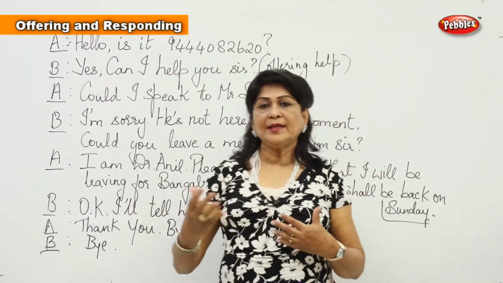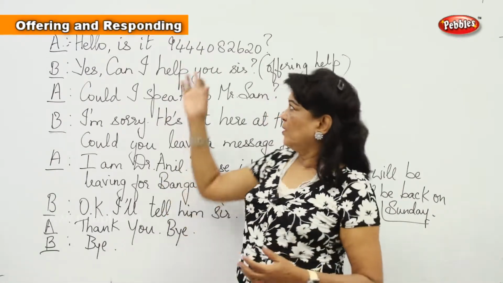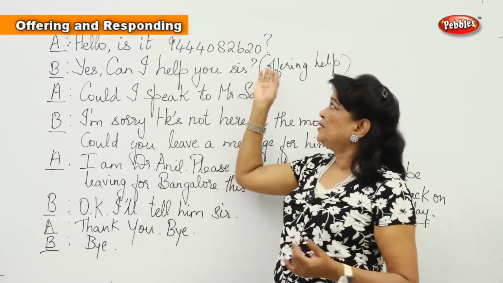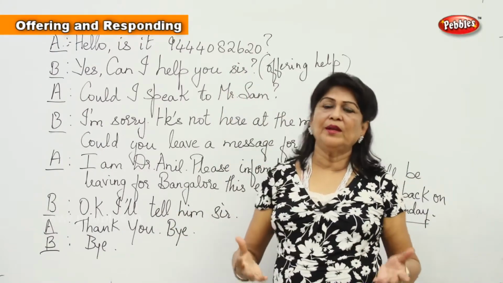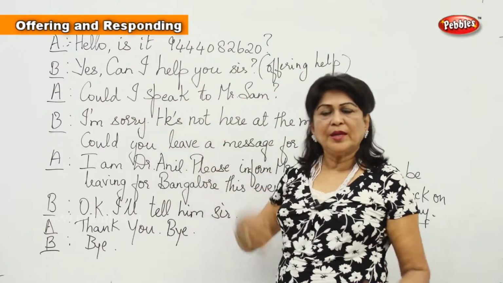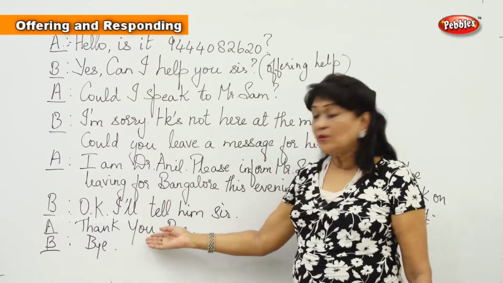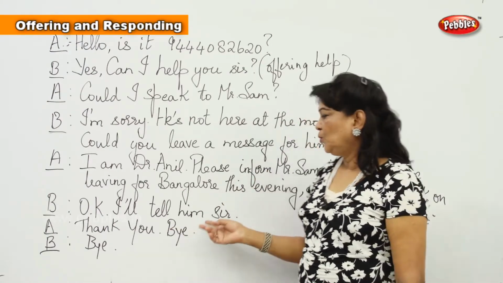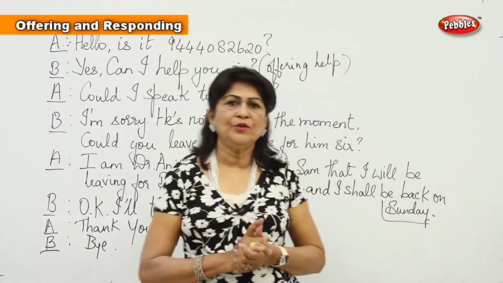Okay, so in case you have any message to be given to someone, you call up first, and this is how you ask. Sometimes you may by mistake put a wrong number and it may go to a wrong person. So first you have to check whether you're calling the right number, and then when they say yes, you can proceed with whatever you have to speak. Whatever small help anyone offers to help you, you have to thank them and then say bye. Okay, so this is how you go about it.